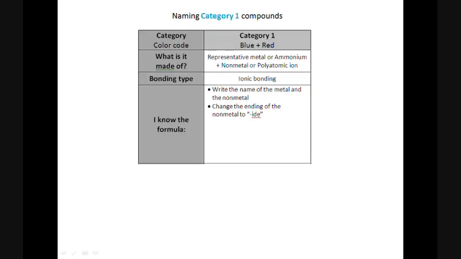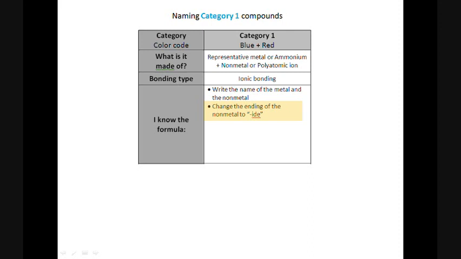When we write the names of Category 1 compounds, there are two simple rules to follow. First, we need to write the name of each element in order, just like we find them on the periodic table. Make sure you write the metal first and the nonmetal second. Then we need to make a small change to the nonmetal's name.